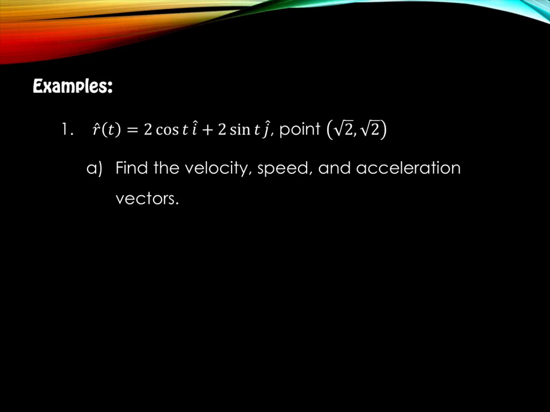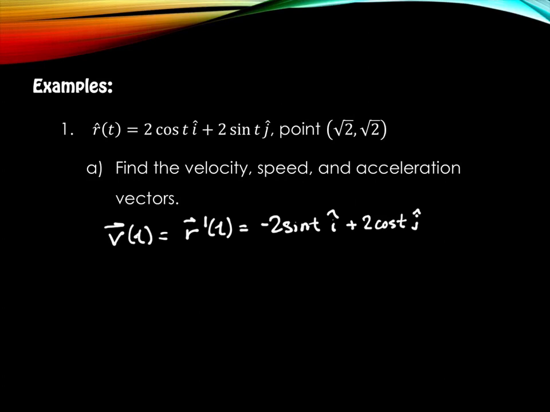So the velocity would be the derivative of our r equation, right? So the derivative of 2 cosine t is negative 2 sine t, i. And the derivative of 2 sine t is 2 cosine t, and that's j.